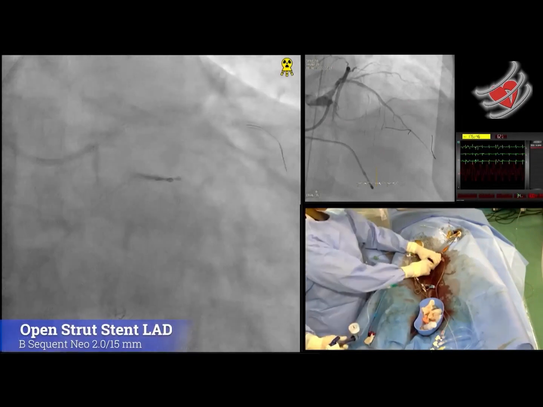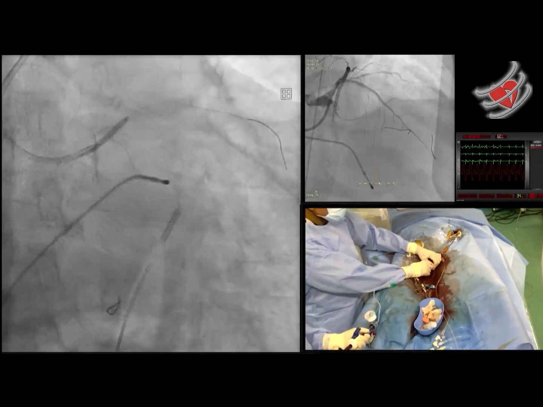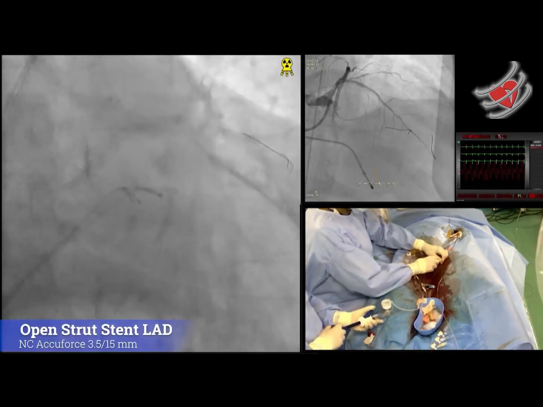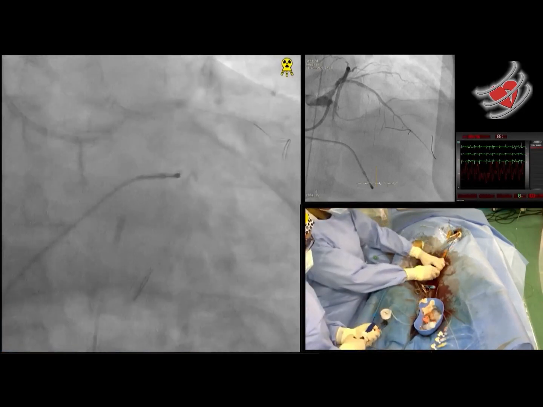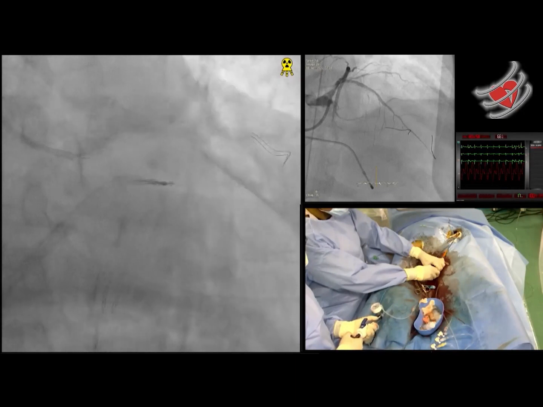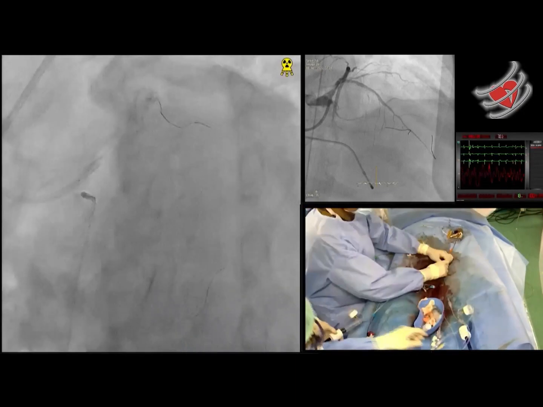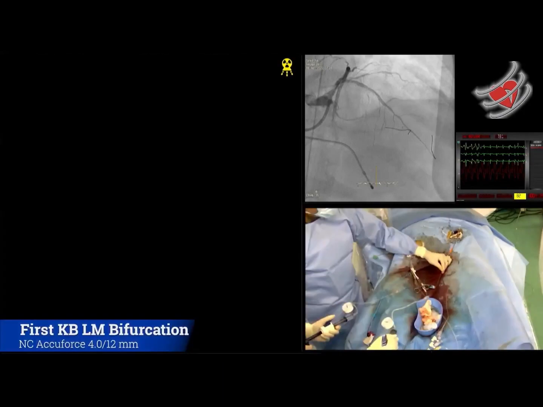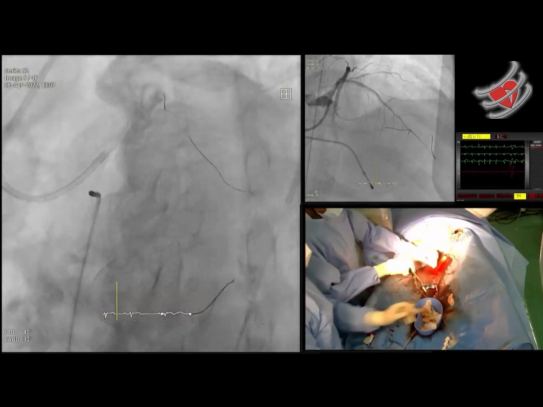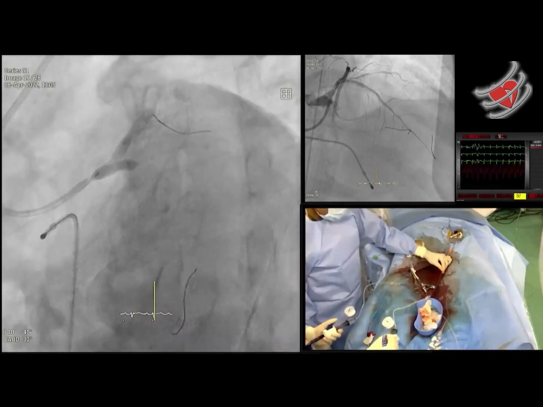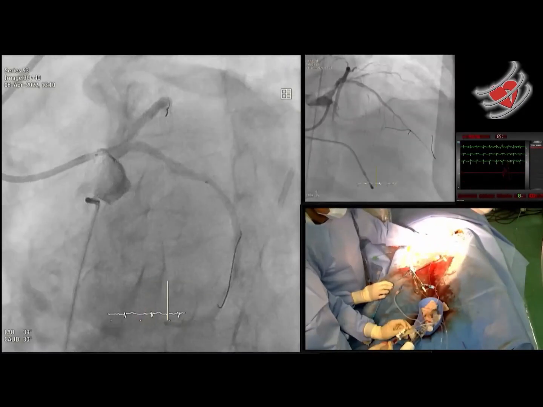And then we open with a small balloon, 2.0, and follow with a bigger balloon, 3.5 millimeter balloon. So this is the first kissing. And then we put another stent on the main vessel from the left main to the circ.